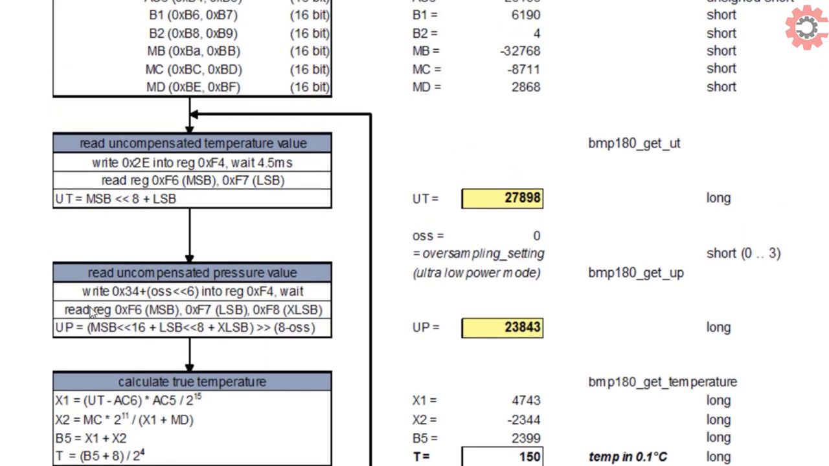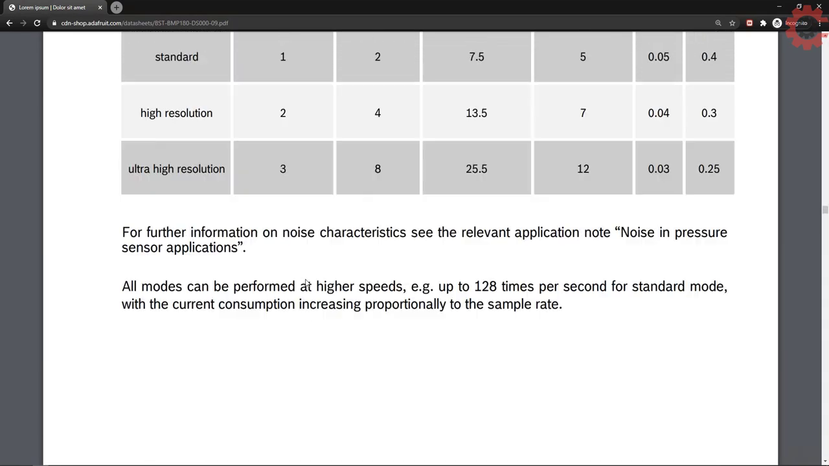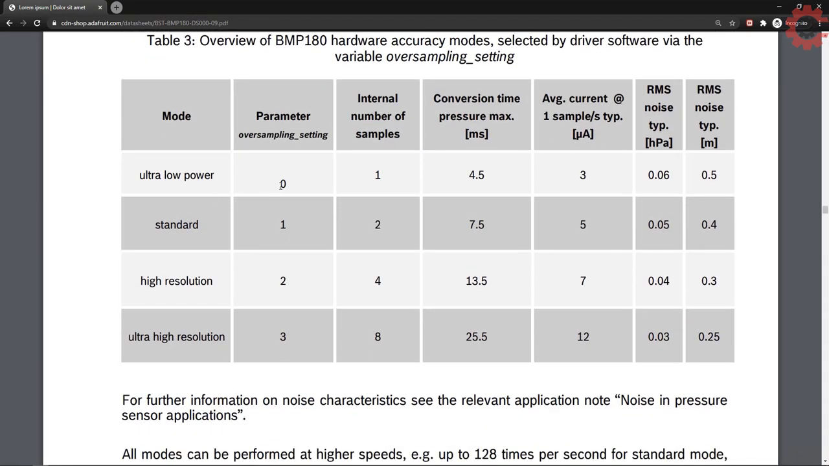To do so, we need to write 0x34, along with the OSS, in the register 0xF4. Here OSS stands for oversampling setting. It is explained in the table above. If you choose 0, then the waiting period is 4.5 milliseconds. For any other selection, the waiting period also varies.